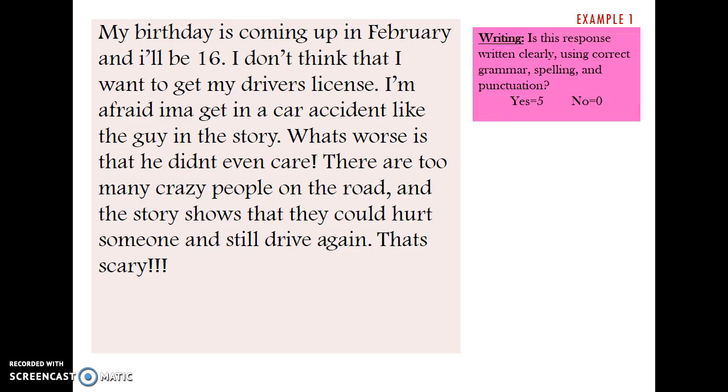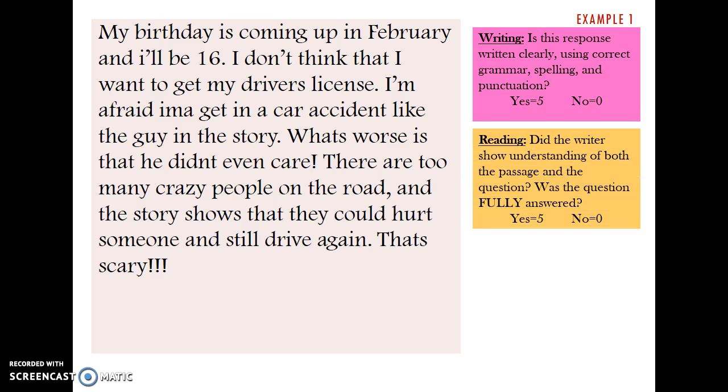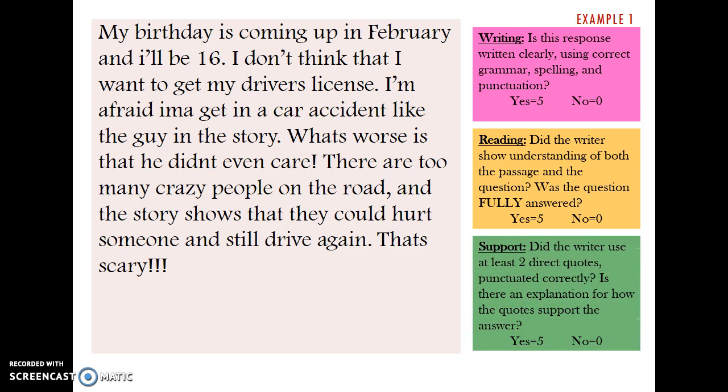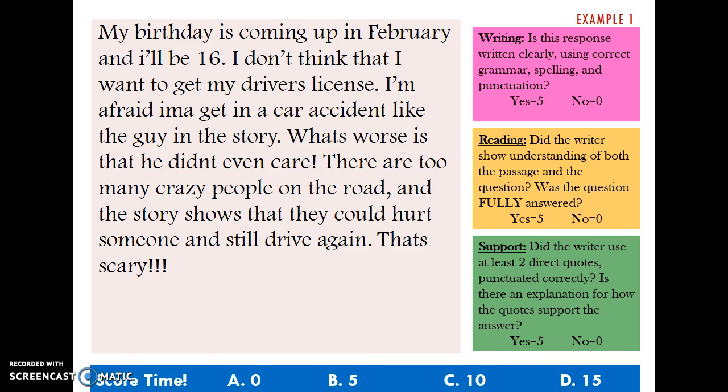Is the writing written clearly, using correct grammar, spelling, and punctuation? Give 5 points for yes and 0 points for no. The reading: did the writer show understanding of both the passage and the question? Was the question fully answered? Give 5 points for yes and 0 points for no. Support: did the writer use at least 2 direct quotes punctuated correctly? Is there an explanation for how the quotes support the answer? Give 5 points for yes and 0 points for no. Score it. Pause the video if needed to consider how you would score this particular constructed response.